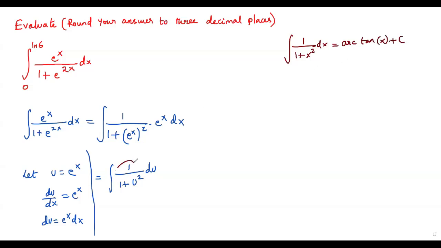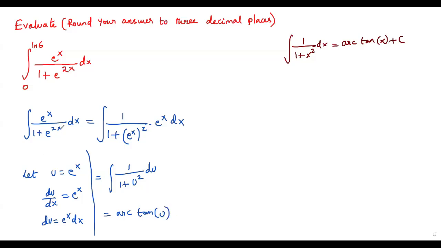Okay, now let me consider the function we have over here in our integration. It's exactly in this form, that is 1 plus x square times dx. So in the place of x, we have u over here. Then what is the evaluation of this integration? It is equal to arc tangent of, in the place of x, we have to write u.